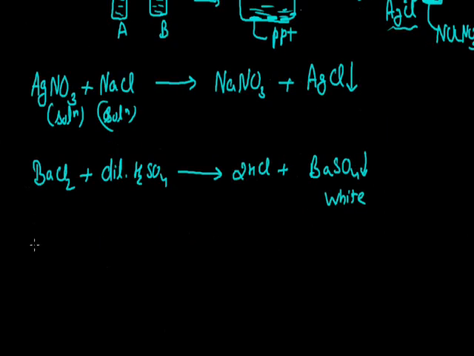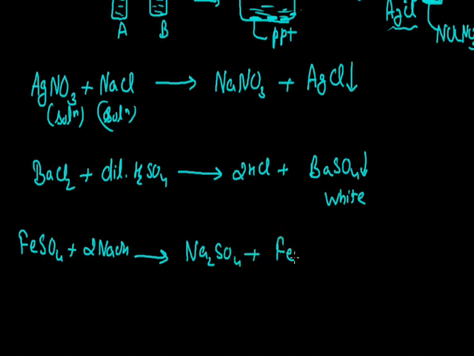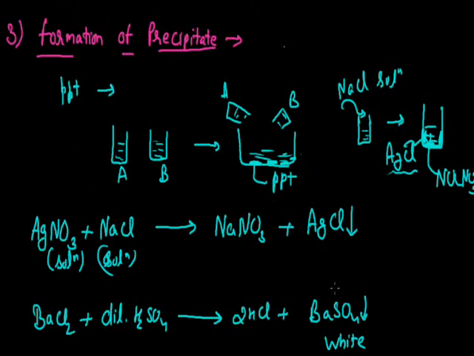Another example for this is when we react iron sulfate solution, FeSO4, with sodium hydroxide solution. By the reaction, an aqueous solution of Na2SO4 is formed with the formation of a green precipitate, and this precipitate is due to the formation of ferrous hydroxide. So this is the presence of a green precipitate, and this formation of precipitate is again another indication for a chemical reaction.